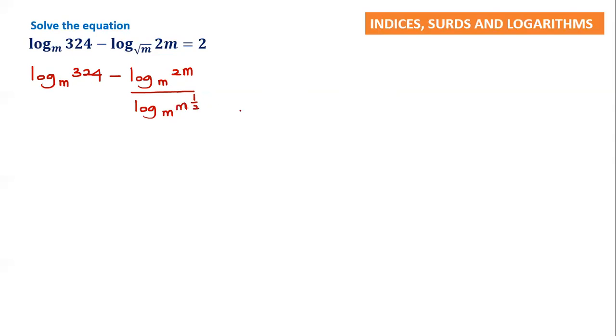Okay, m with 1 over 2. Okay, got it? Now n is equal to 2. Then we move on to the next step. Log m 324 minus log m of 2m over.